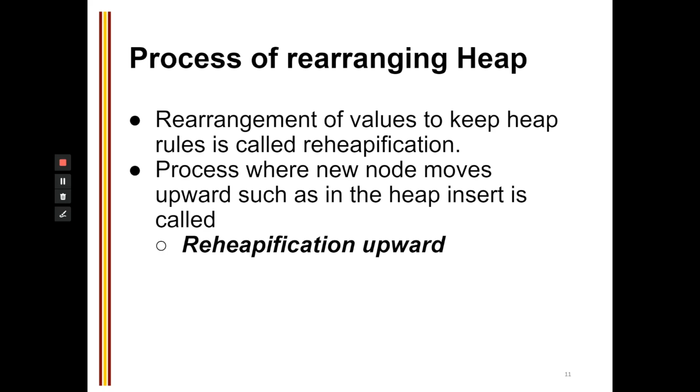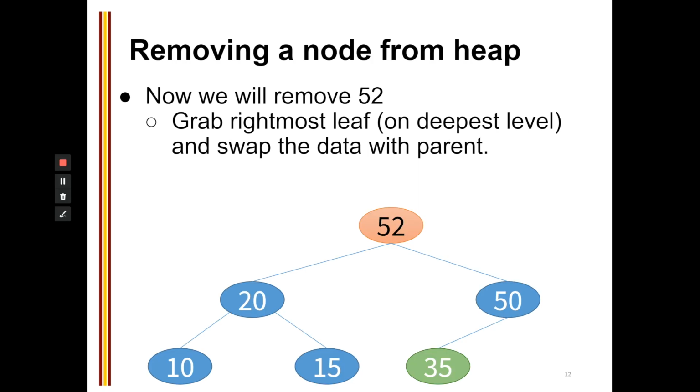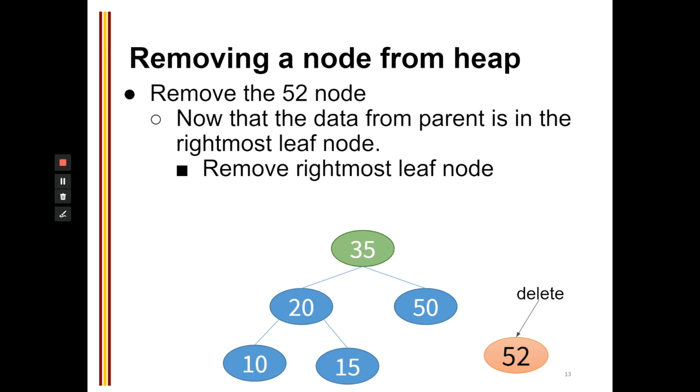All right. What about when you want to remove a node from the heap? So let's say I want to remove 52. What you do is you grab the rightmost leaf. Again, there are only going to be leaves at the very deepest level, and you grab the one at the very right and you swap the data with the parent. So I want to remove 52, so 35 and 52 are going to swap places. And once that's done, I remove the 52, what I was trying to delete.